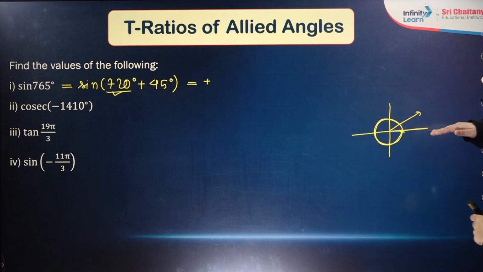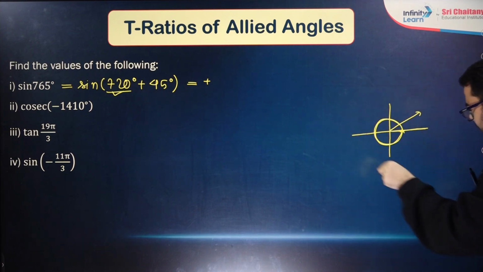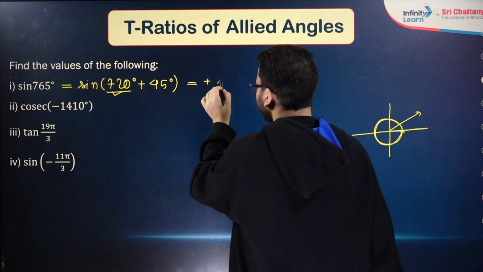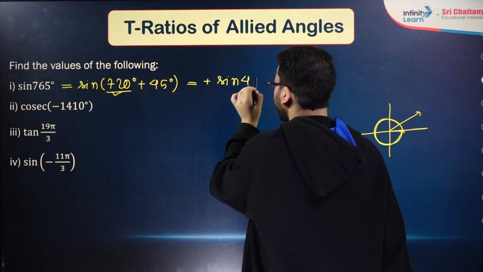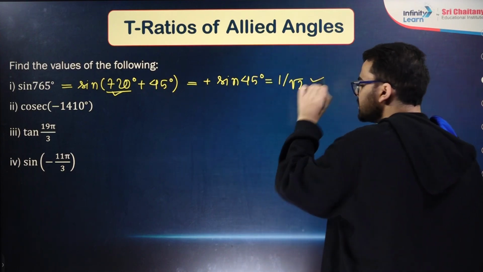You see 720 is this thing, right? 720. Like 0, 360, 720. When the reference is horizontal, trigonometric ratio will not change. Sine will remain sine only. Sine 45 is 1 by root 2. That's the answer. So like this you can think.